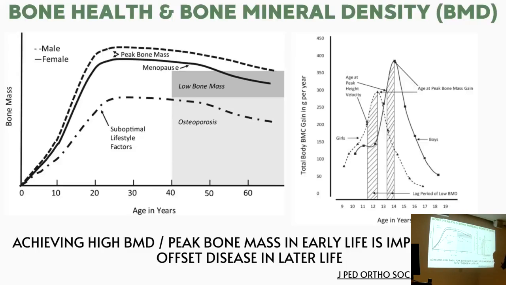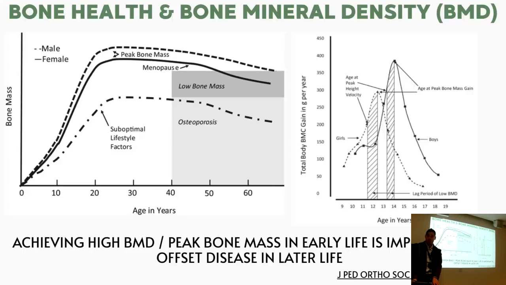Men typically lay down more bone mineral than women. Some of this is thought to be as part of sex hormones, so testosterone seems to be particularly potent at helping you lay down bone mass. As we age, however, we lose bone mass. So once we're moving into our 40s, our bone mass starts to decline.